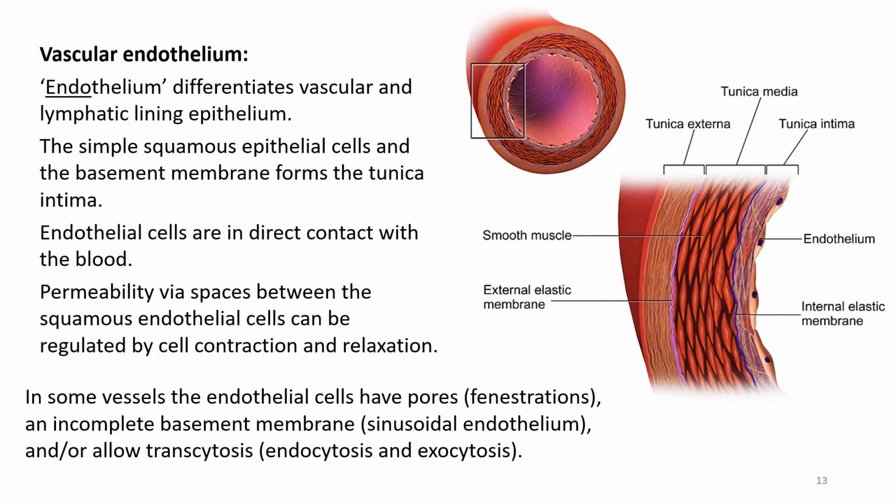So in cell biology, we talked about transport and we talked about endocytosis and exocytosis. In transcytosis, what we've got is endocytosis on one side, so this would be on the blood side, and exocytosis, so it travels through the cell within a vesicle and is exocytosed at the base. So something completely moves through the cell by endocytosis and exocytosis.